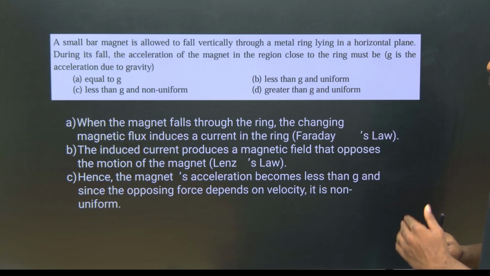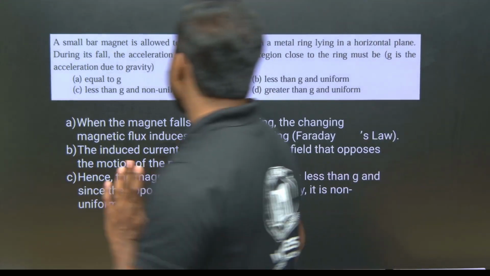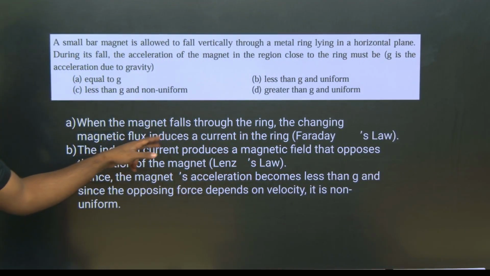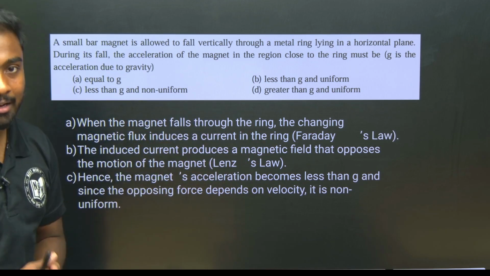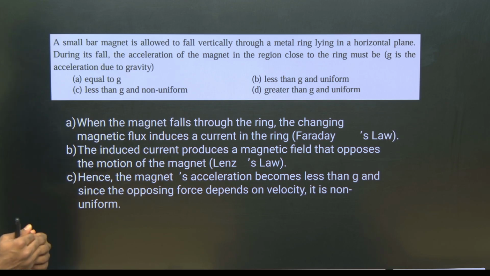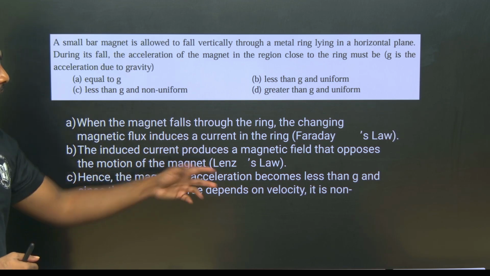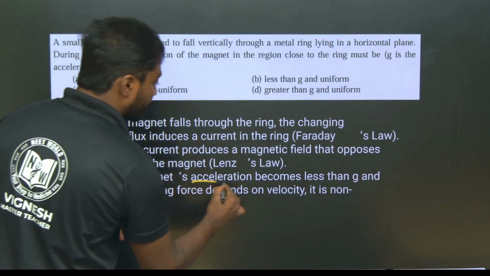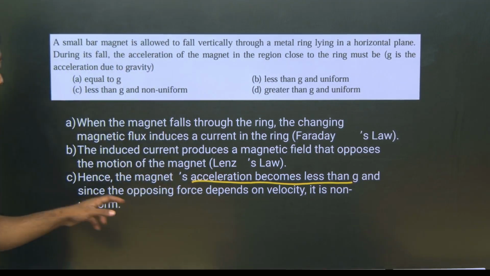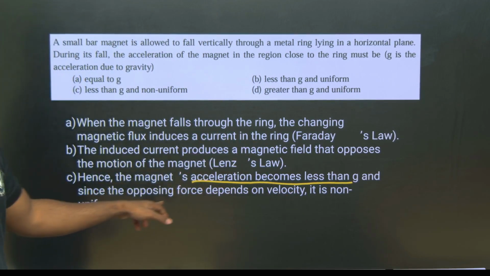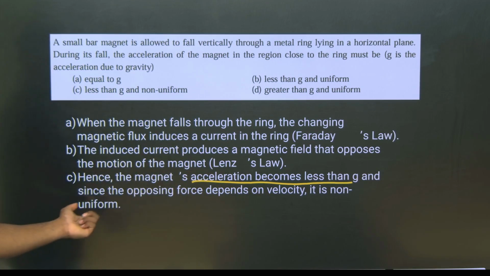So let me see what is available here for the solution. When the magnet falls through the ring, the changing magnetic flux induces a current in the ring, that is Faraday's law. The induced current produces a magnetic field that opposes the motion of the magnet, that is Lenz's law. Hence the magnet's acceleration becomes less than G, and since the opposing force depends upon the velocity, it's non-uniform.